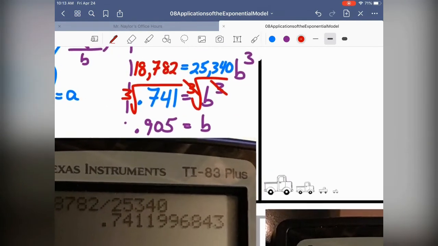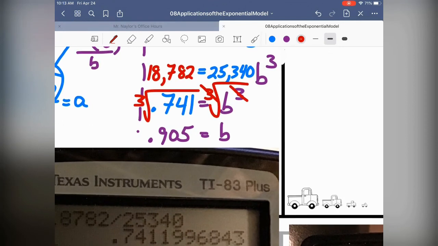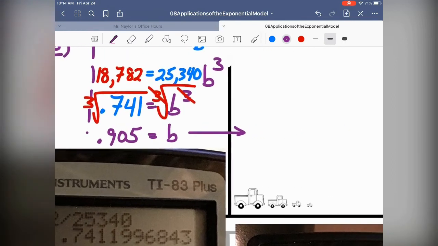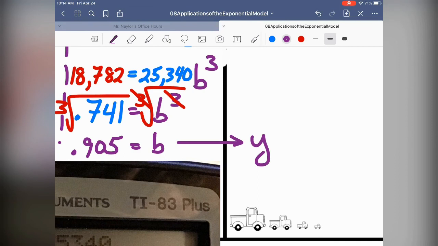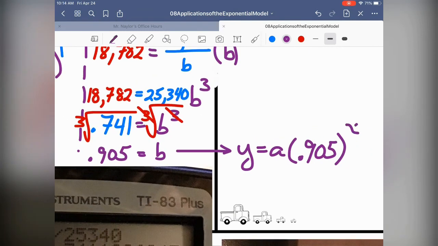Now, I told you this problem's a little bit harder. We're not quite done, but we're almost there. The question was, could we write an exponential model? Well, what I want you to understand is that yes, we can, because now we have the base. And whenever you have a base, you can always write y equals a b to the x. So we wrote our exponential model by filling in the base as 0.905.